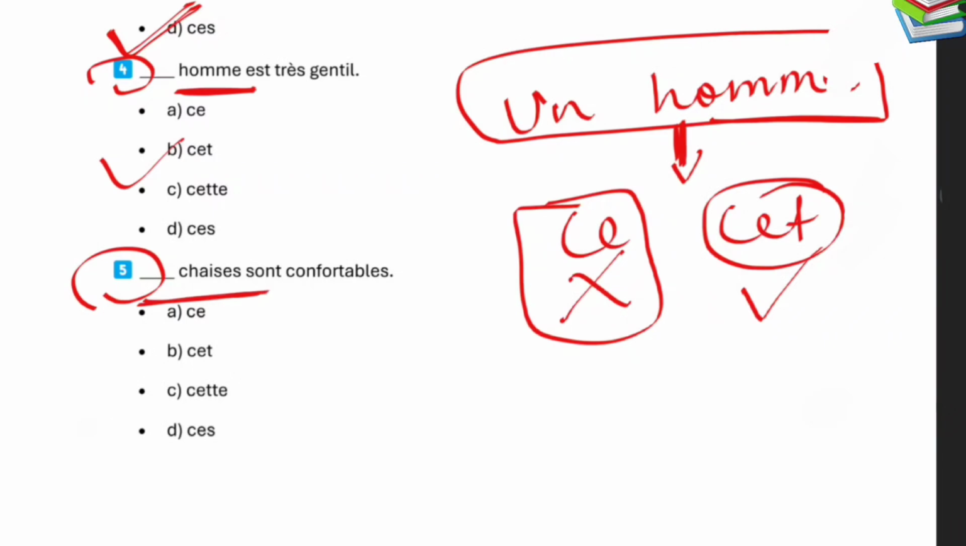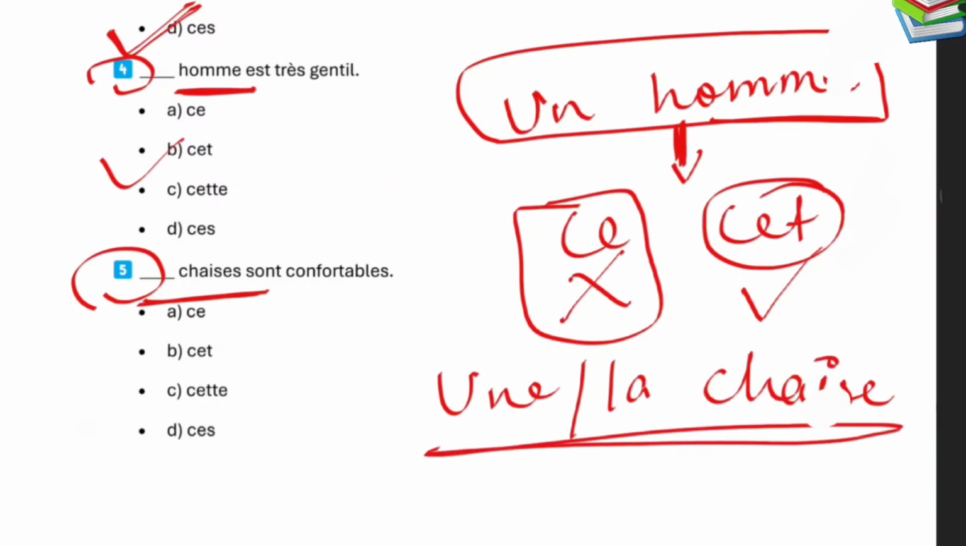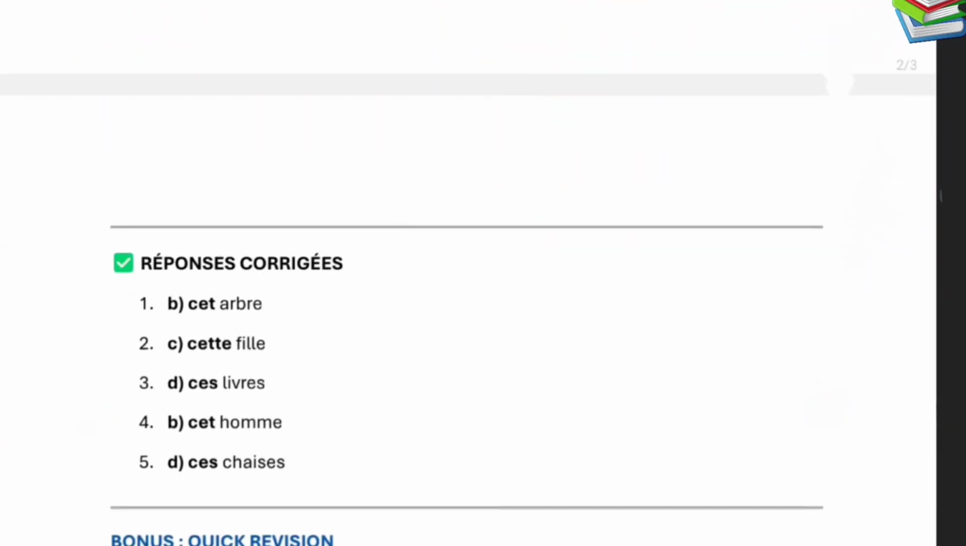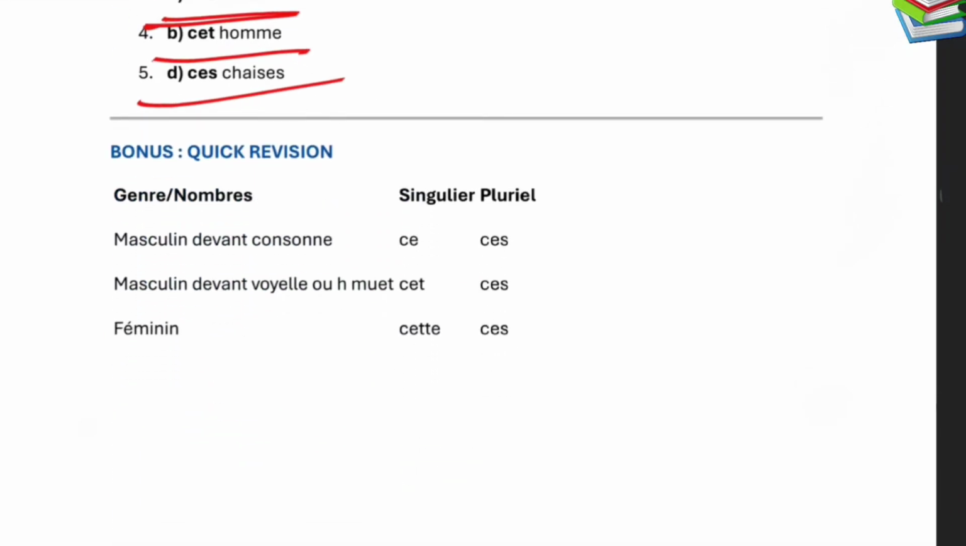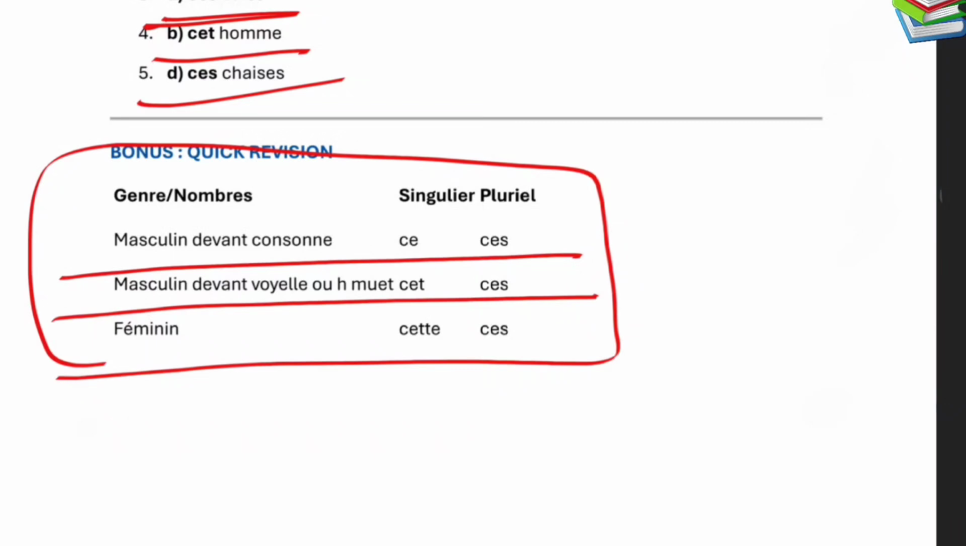And the last one. Chaise. We say une chaise. Une or la chaise. So basically it is feminine. Okay. Feminine plural. So this will be the answer. Given it is plural, it is a no-brainer. You will just choose ces. Okay, I think it's easy. Nothing much is to be done. Here are your answers. Cet arbre, cette fille, ces livres, cet homme et ces chaises. Okay. And this is something that I already gave you. Just remember them. And this is all.